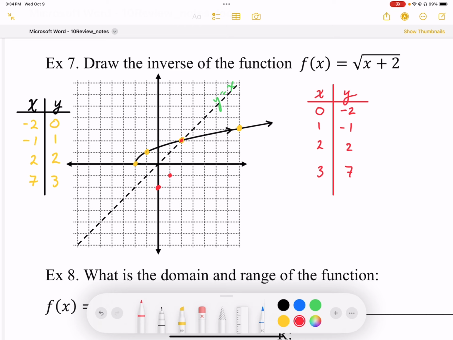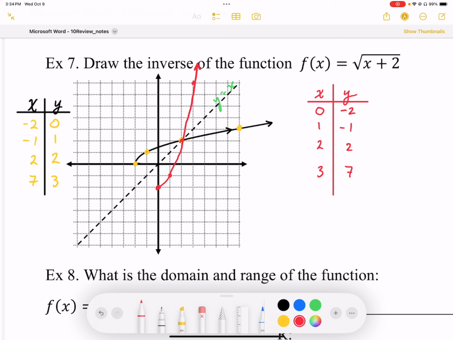And at 3, 7, okay, I'm going to end up with a point there. And when I sketch this graph in, we've got a mirror image of that black line. So I'll just sketch it in again. Okay, so that red line represents a mirror image of that black line.